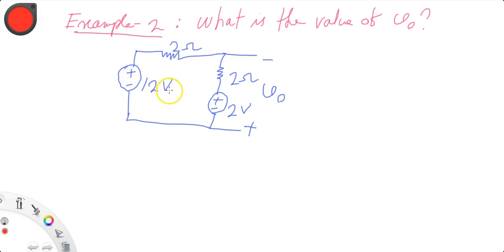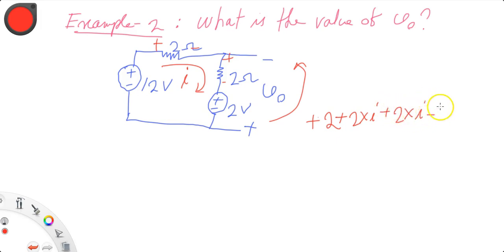Next example, what is the value of V0? As you know, first you will find the current. Let's give the direction of current I. So what is the current? Use the KVL. I will traverse this way, plus 2, then plus 2 into I, plus 2 into I, minus 12 equal to 0. So 4I equal to 10, so I equal to 2.5 ampere.